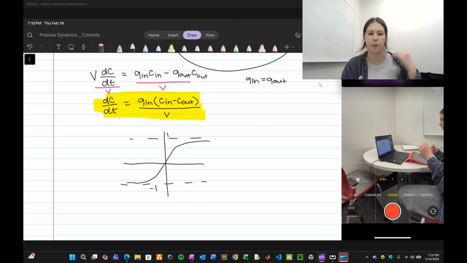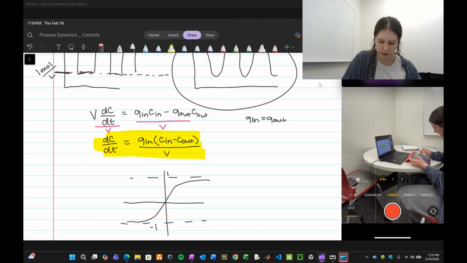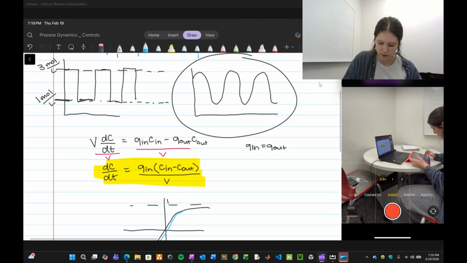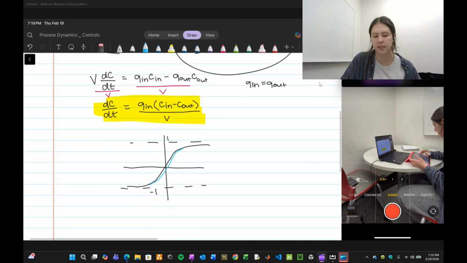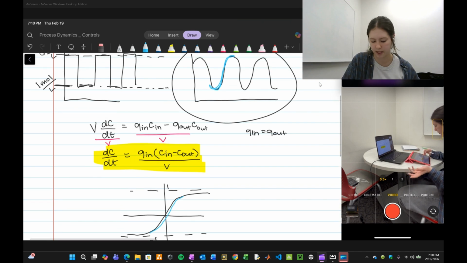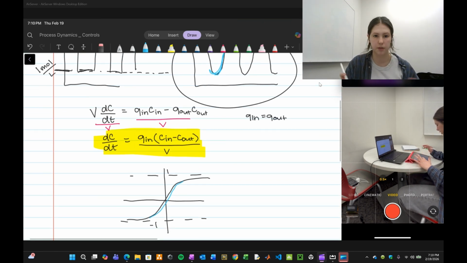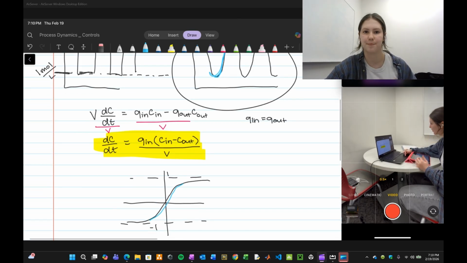And it doesn't go past that 1 and -1. And you can see this area right here, this curve, will be similar to this. So we can use the sigmoid function to kind of represent how our concentration is actually behaving. And so we're going to be using that function in Colab to model this. So now we can move to Colab.